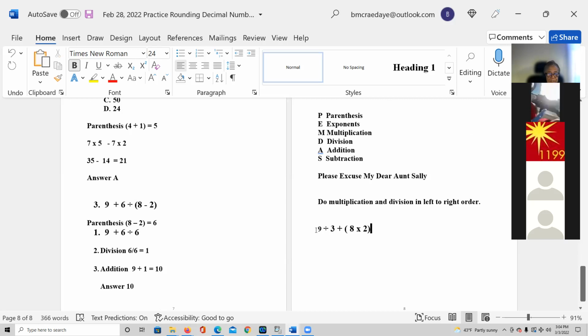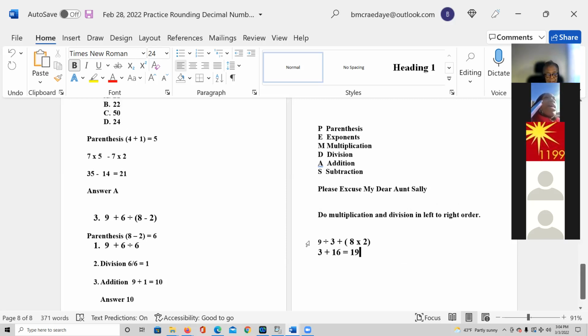Now notice the division is coming before the multiplication, right? We have PEMDAS, multiplication, division, but you don't have to do the multiplication first. You could just go ahead and do this division. 9 divided by 3 is 3, and then plus 8 times 2 is 16, and then you add and get 19. That's what I meant by left to right. If you have division and multiplication, you don't have to do the multiplication first. Let's look back at number 3.